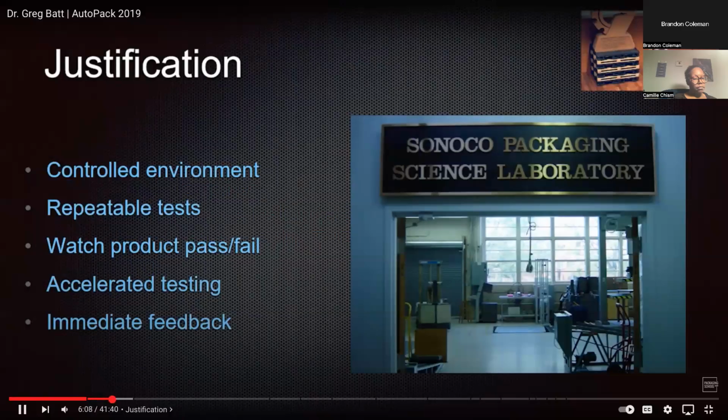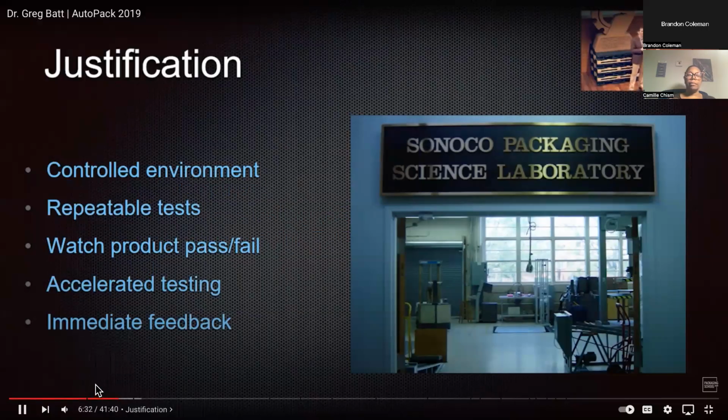Why is that important? If I'm making financial decisions between packaging A, packaging B, and packaging C, I need to test all three of those the exact same way, don't I? In a side-by-side comparison with a test that's repeatable. There's something valuable about watching your packaged products pass or fail these tests.